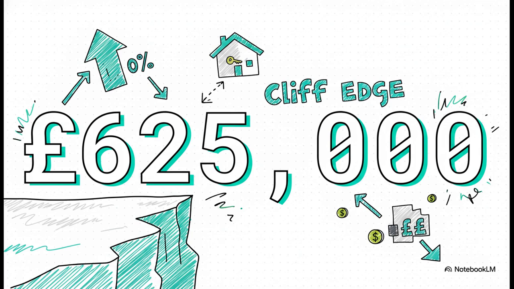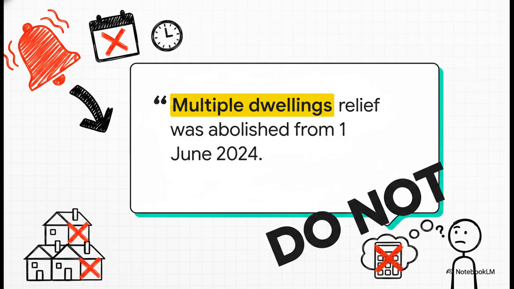It is a harsh cliff edge. They instantly revert back to the standard residential rates on the entire purchase amount. Huge red alert for the 2025 exams. Multiple dwellings relief was entirely abolished on the 1st of June 2024. Do not apply multiple dwellings relief under any circumstances in your calculations. The examiner will almost certainly throw multiple residential purchases into a single transaction just to try and tempt you into using those old rules. Do not fall for it.